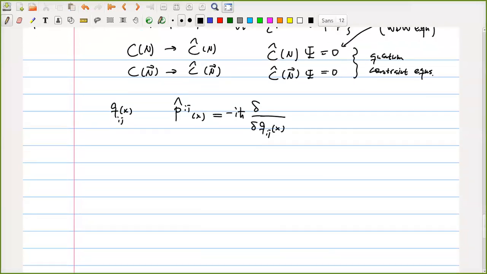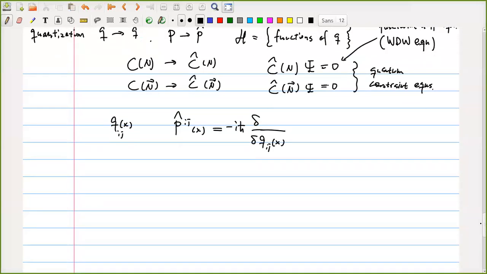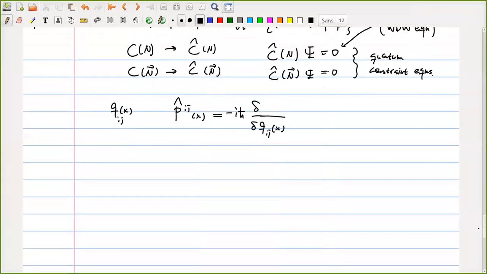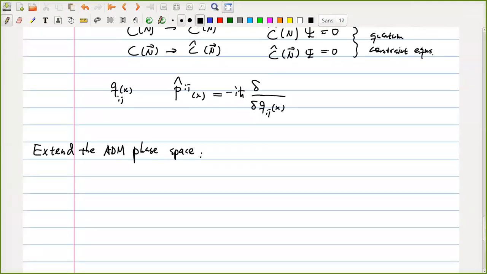Okay, so let me talk a little bit toward the ADM formulation, and we are going to move toward the Ashtekar new variables, and then we will talk about it in more detail next time. The first step toward the Ashtekar variables is the so-called extending of the phase space. We are going to replace the P, Q variables with some other variables, adding some more gauge redundancy. Extend the ADM phase space.